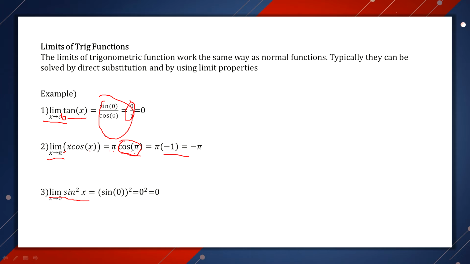Limit of sin squared x as x approaches 0. Here, put 0 into x, and we can get sin 0 squared. Because sin 0 is equal to 0, it is just 0 squared, so it is 0.